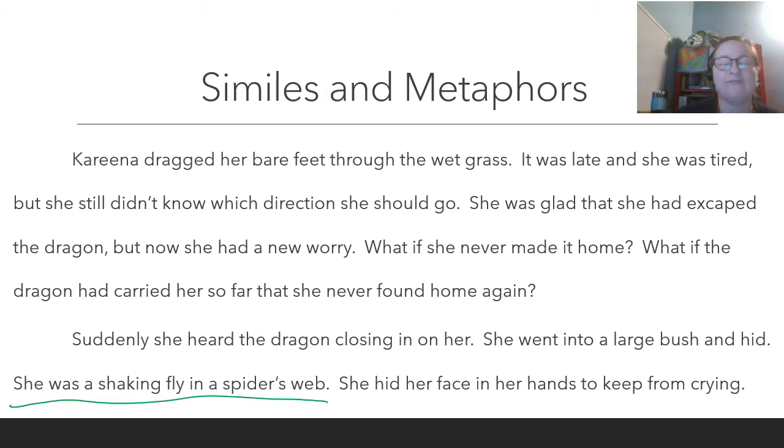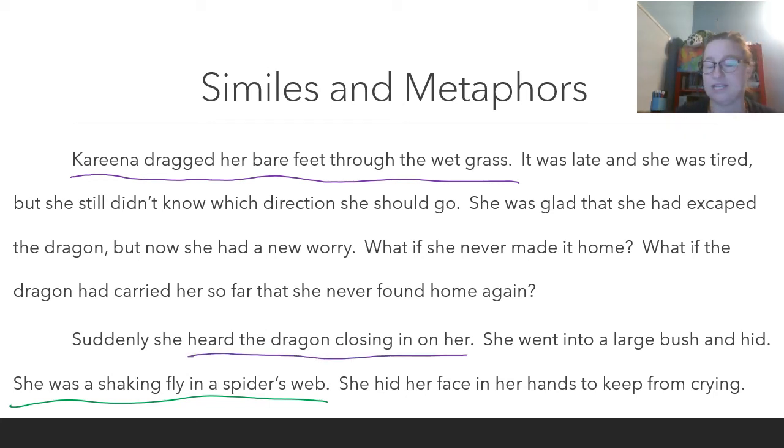So you can see that metaphor I added. She's a shaking fly in a spider's web. This one was harder for me. Where would I have sounds? Well, I thought at first I could make a sound when she dragged her bare feet through the wet grass. That might be a good way to get my reader to picture what's happening. She also heard the dragon closing in on her. Maybe I could describe the dragon's sound. Maybe I want to do both.